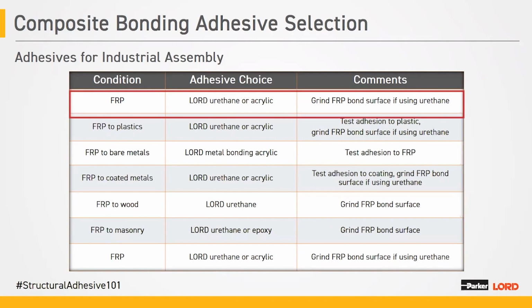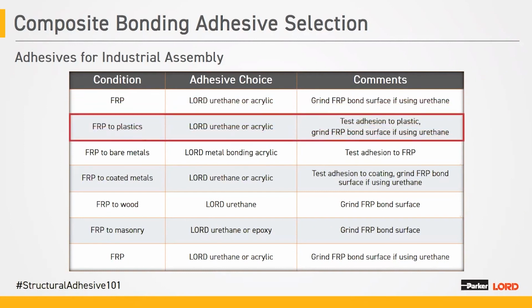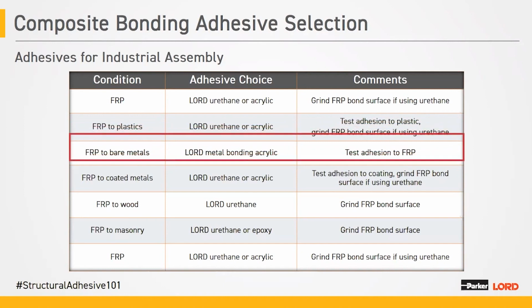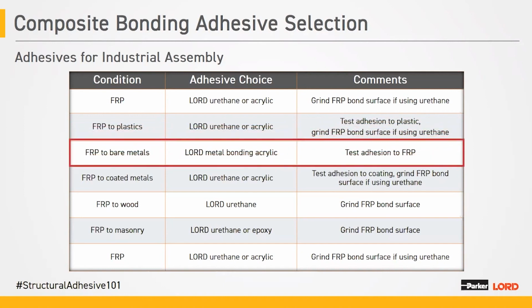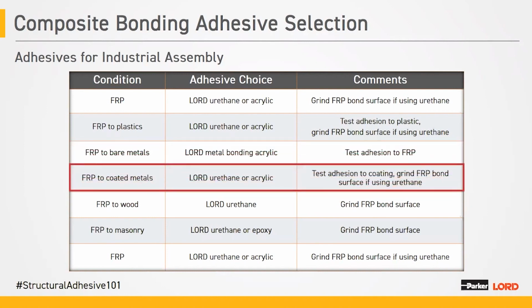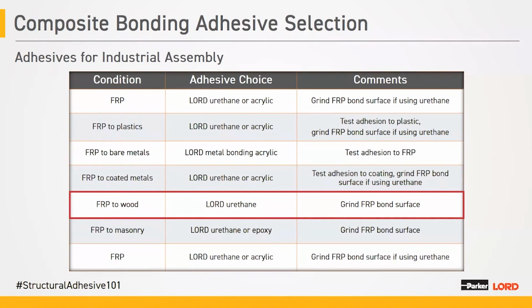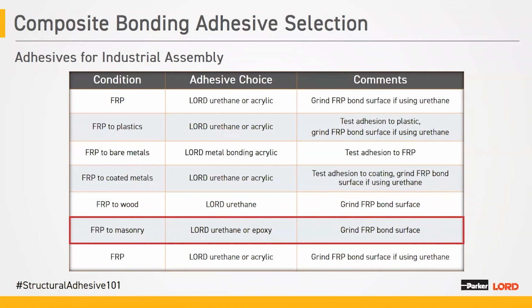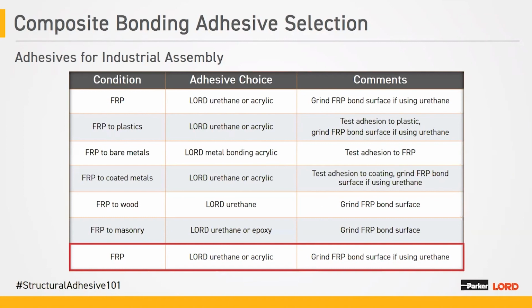Fiberglass to plastics or FRP to plastics, again, urethanes and acrylics, and many of these things will test the adhesion along the way. The FRP to plastics is an example. FRP cross-bonded to metals, again, testing the adhesion of the individual assemblies. To coated metals, the same thing. Wood, typically on those we wouldn't use an acrylic, we might use a urethane, possibly an epoxy. FRP to masonry, again, an epoxy or urethane depending on the conditions that it would go into. And then FRP just to itself may or may not need to prepare the surface, but typically in the urethane or acrylic solution.